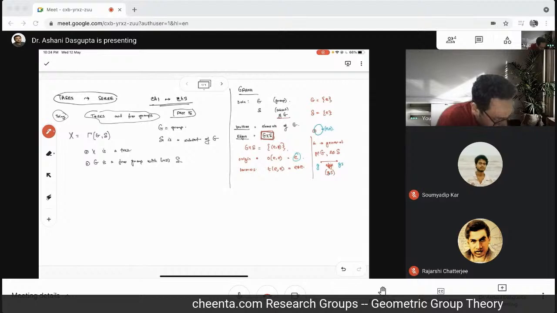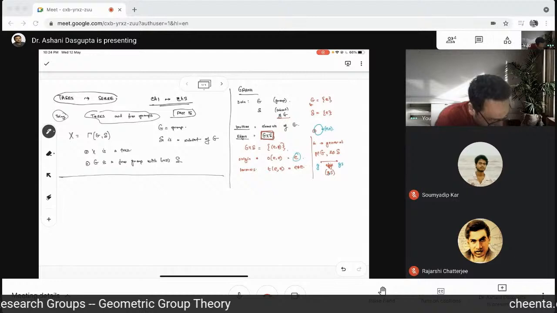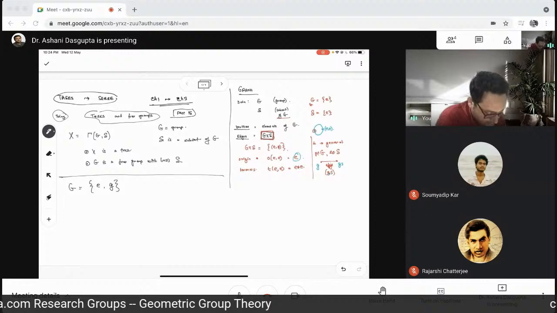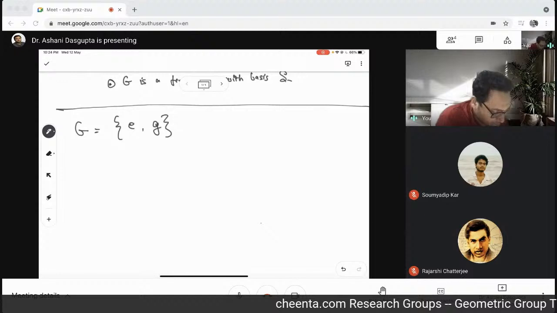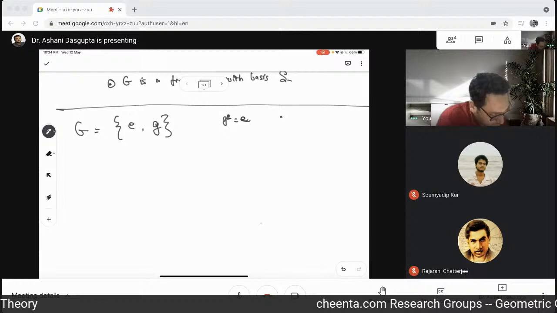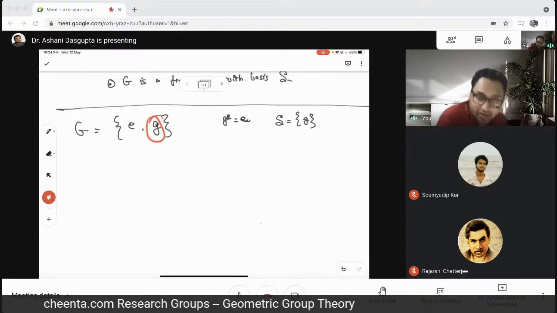Let's have a group with two elements. Maybe we understand it a little bit better. So if a group has two elements, the identity and let's say another element G. Okay. So it has two elements. It's a cyclic group of two elements. So it means that G square is E basically. Now let's take capital S as small g, this one non-trivial element here, okay?